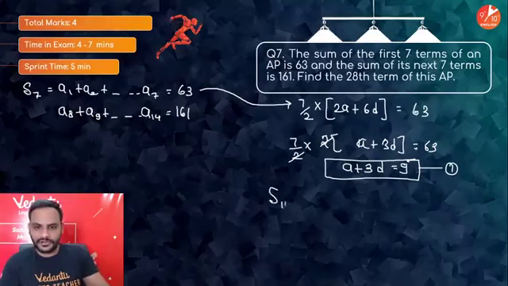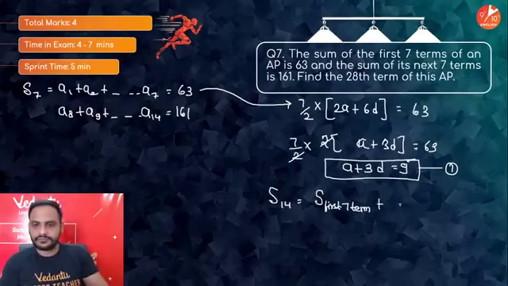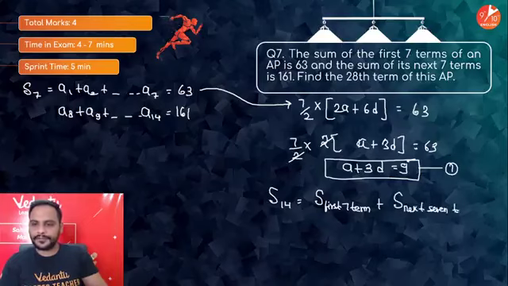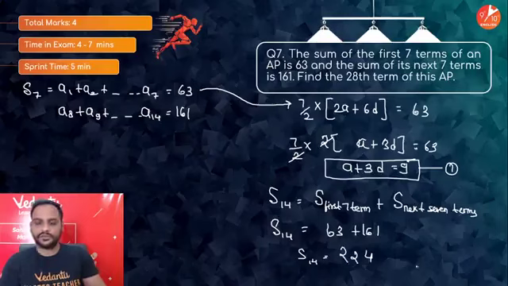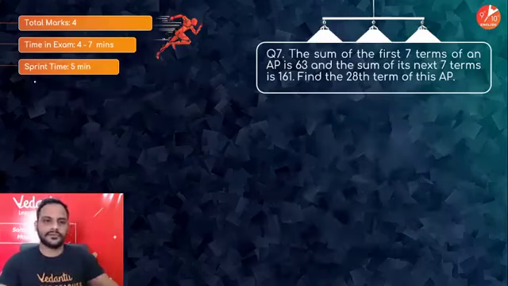So I can say sum of 14 terms will be equal to sum of first 7 terms plus sum of next 7 terms. Yes or no? If I add these two, I will get the sum from A1 to A14. So sum of 14 terms is 63 plus 161, which is 224. Alright, so let's use the sum of 14 terms formula.